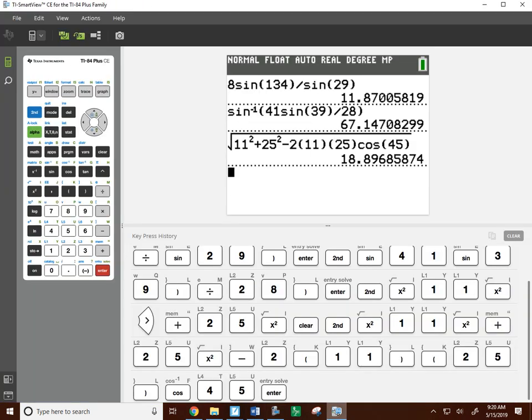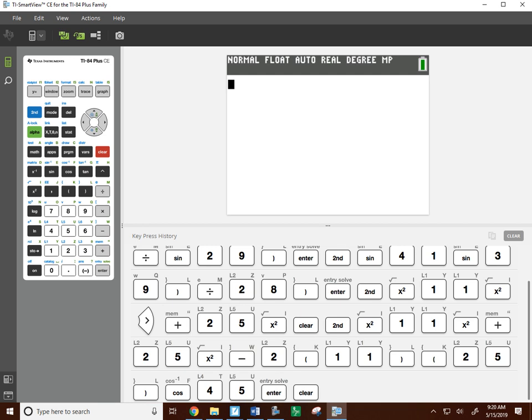Again, a reminder, be in degree mode. Make sure you're in degree mode. What we got? 8 sine 17 divided by sine 29. Make sure you either use the fraction or, if you're doing division, put that closed parenthesis and then do it.